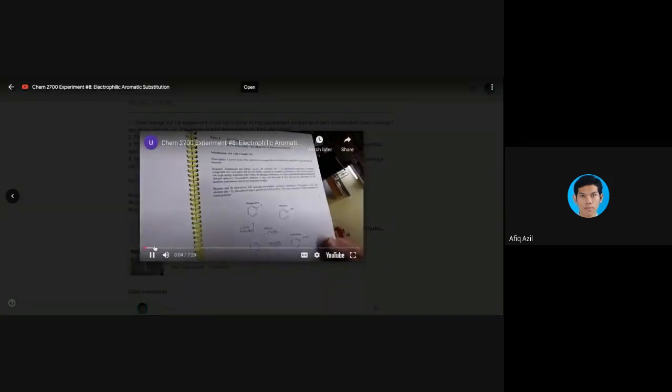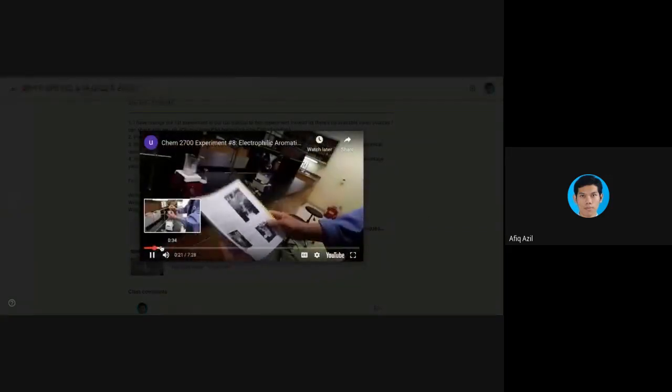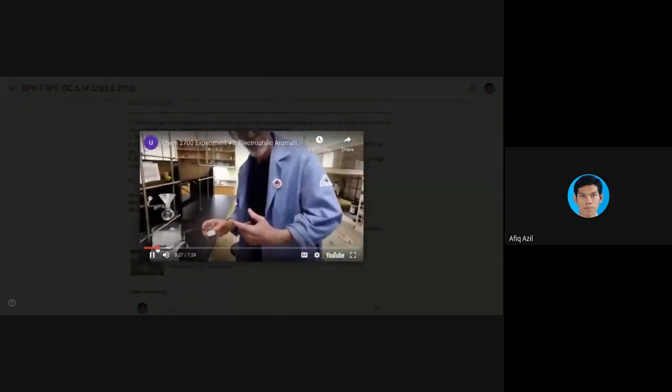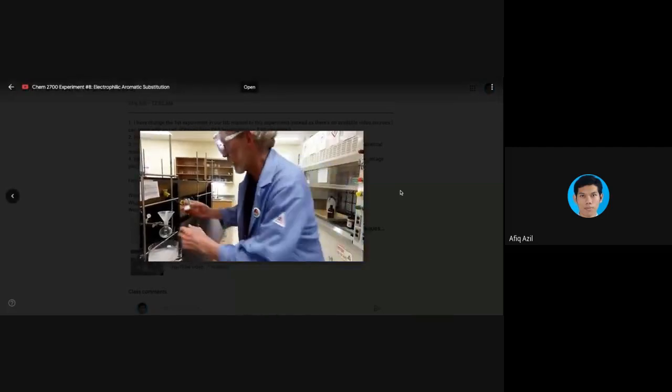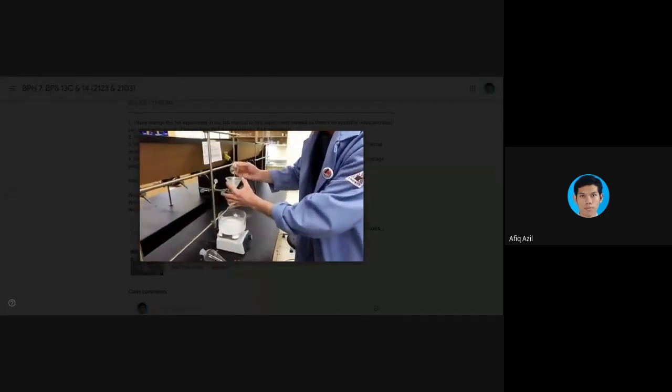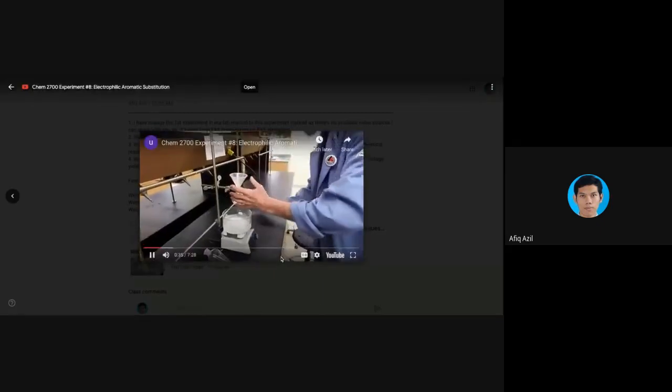Okay, welcome back to the lab today. I'm just going to skip ahead first. And use a powder funnel for my 1,4-dimethoxybenzene weighed out here. Use a powder funnel, please. Little tap. In she goes.